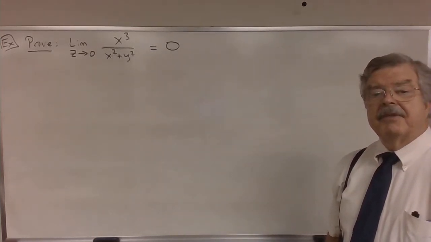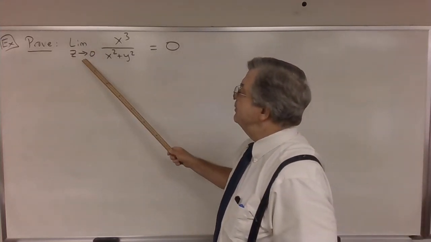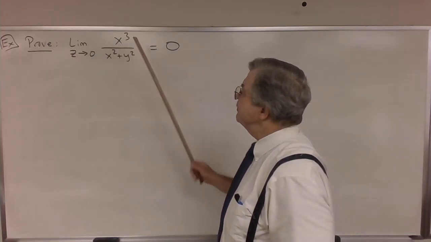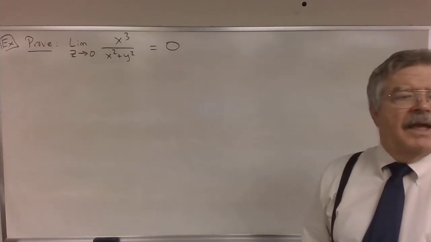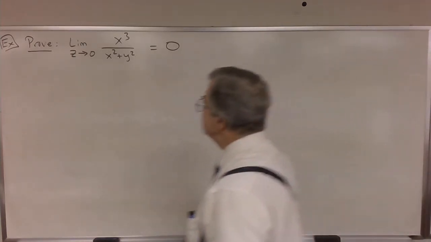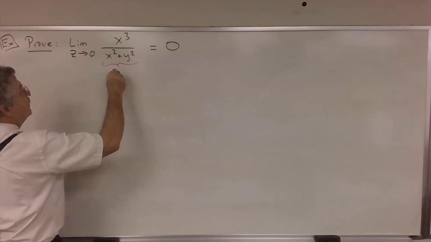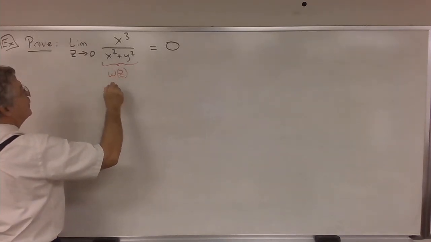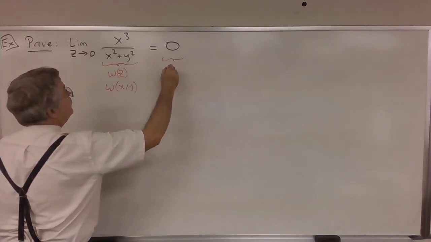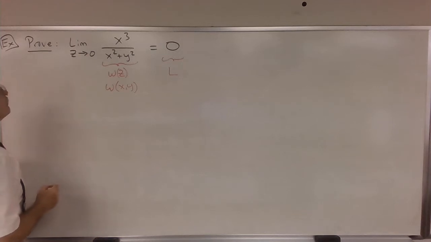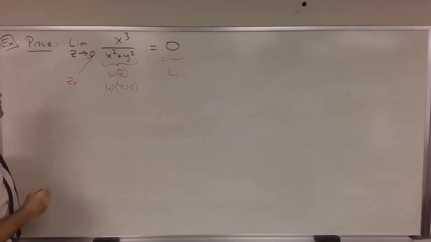Okay, here's a good exercise to do. Prove that the limit as z approaches 0 of x cubed over x squared plus y squared equals 0. And in the context of what we've just been talking about, this is w of z, or w of x, y. 0 is our limit, L. And this thing, that's the complex number z sub naught.